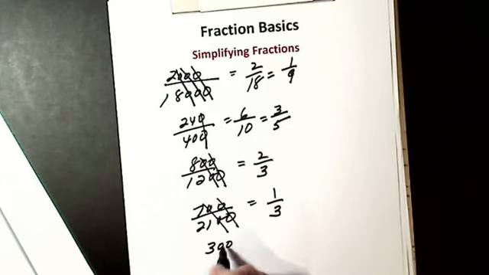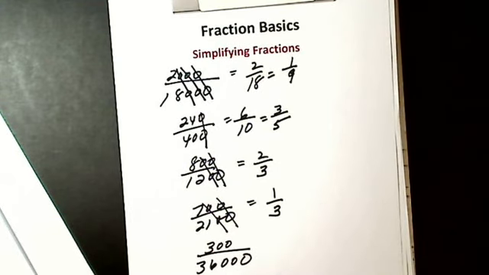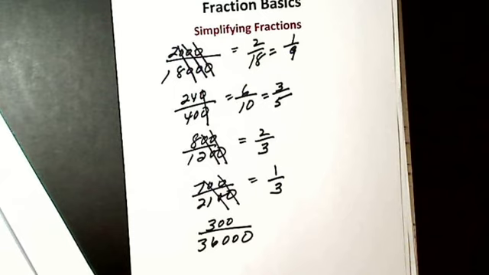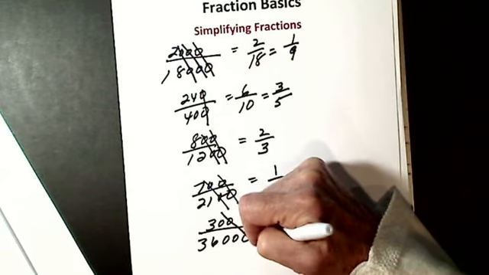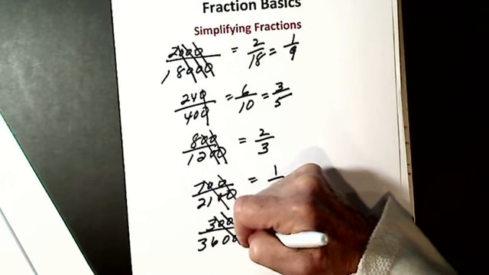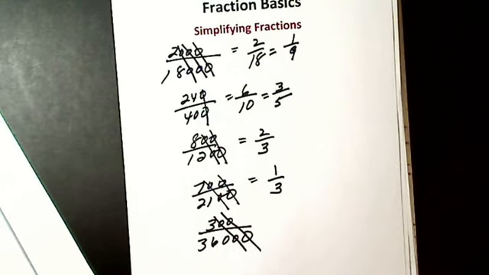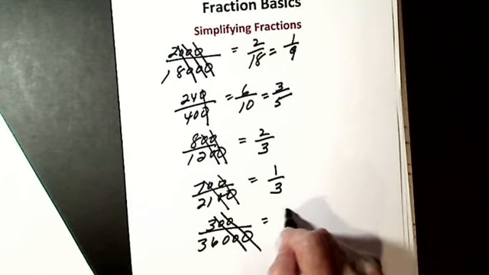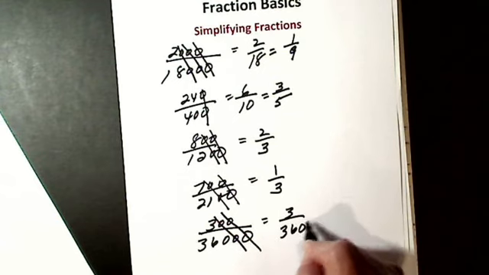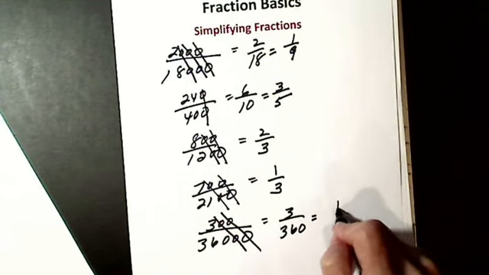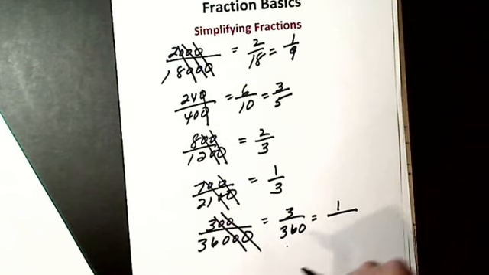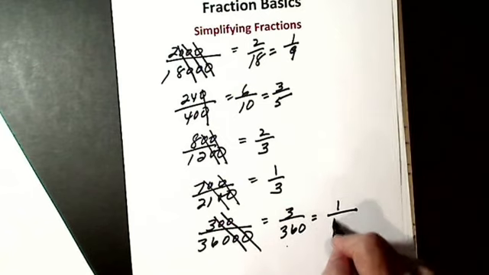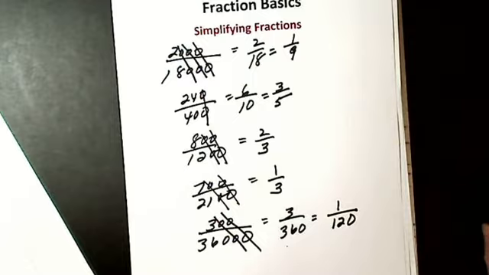Let's say I have 300 divided by 36,000. I have to be careful. I can only knock off pairs of zeros. This would be dividing by 10. This would be dividing by 100. This one is left. So you just can't knock them all off. Then what I'm simplifying is 3 over 360. So 3 into 3, 1. 3 into 360. Well, 3 into 3, 1. So I get 1 over 120. That's it.